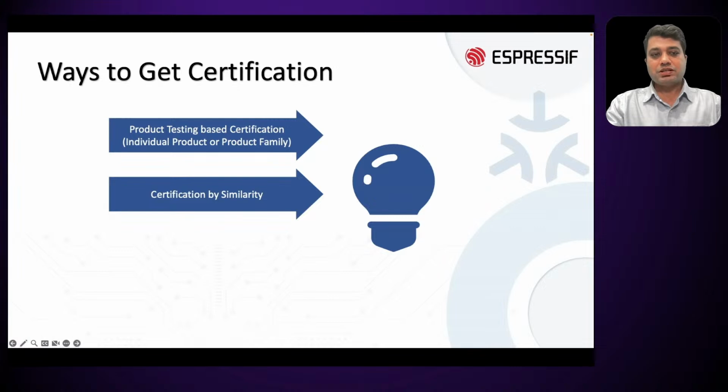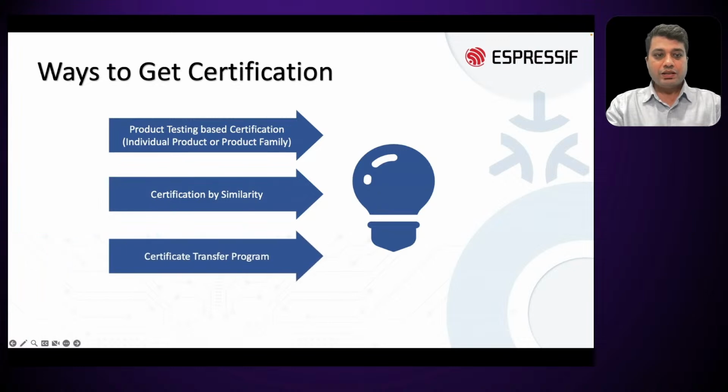The second one is certification by similarity. If you have products which are very similar in nature to a pre-certified product, then you can go for certification by similarity. And if you are getting a pre-certified product which is white-labelable or rebrandable from an ODM, then you can also go for a certificate transfer program, whereby an existing Matter certification can be transferred in your name.